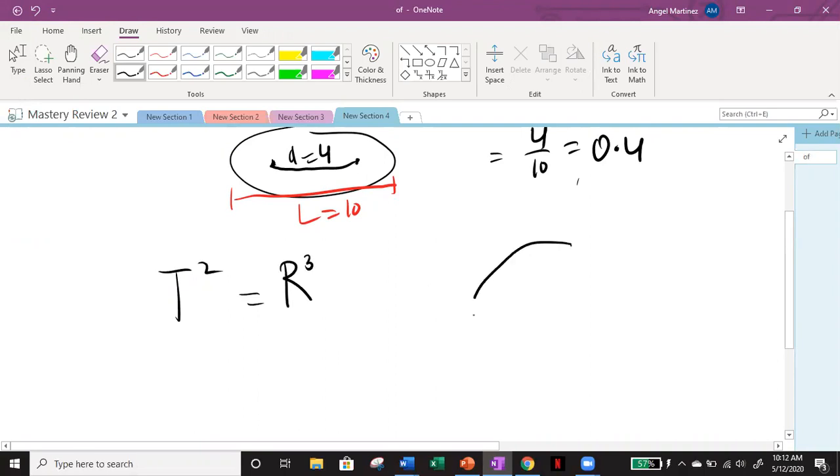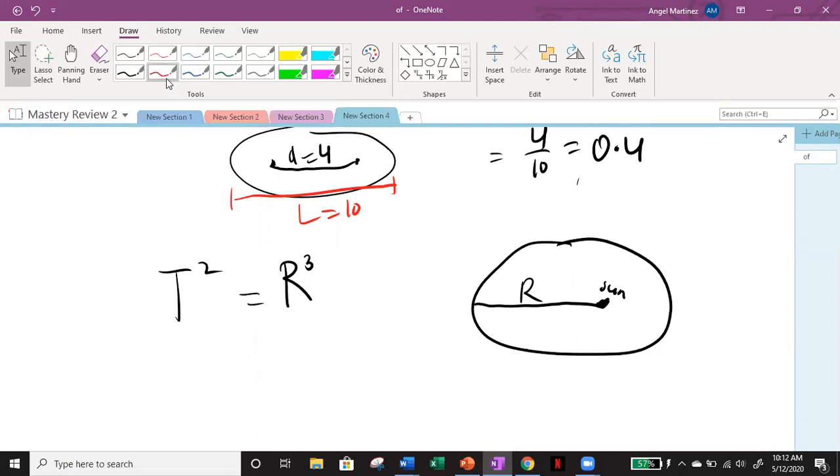So let me draw an orbit. That's a bad orbit, but we'll just go with it. The period is just how long it takes for the planet to move one complete orbit. And the semi-major axis is how far it is from the sun. So this is R. Or not how far it is from the sun, sorry, that's a bad explanation. It's how far it is to the center of the ellipse.